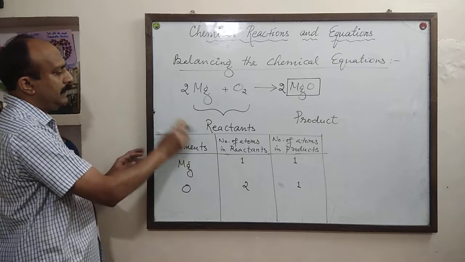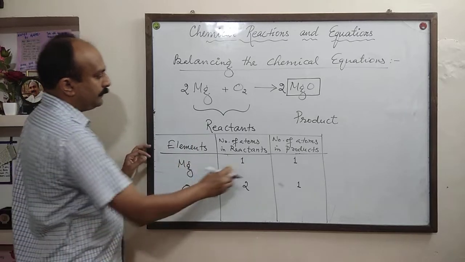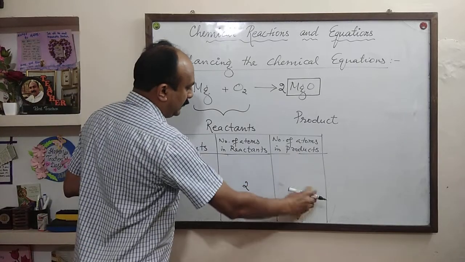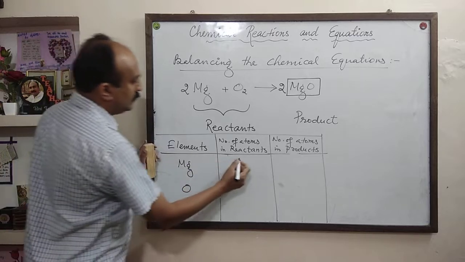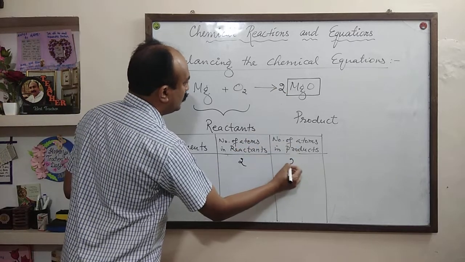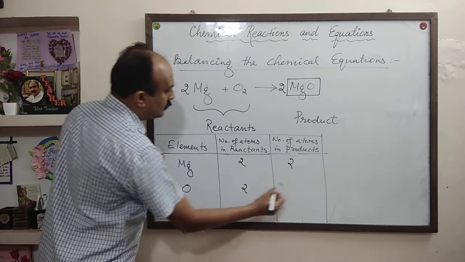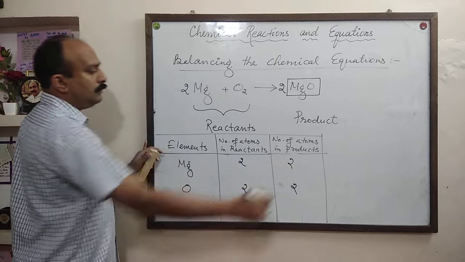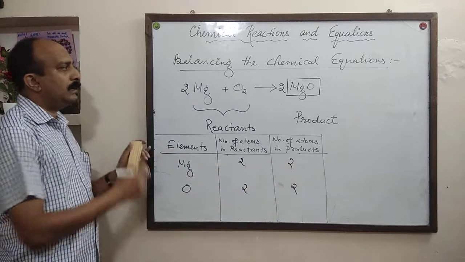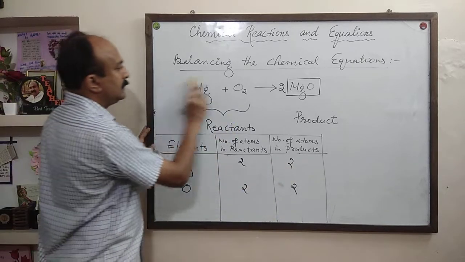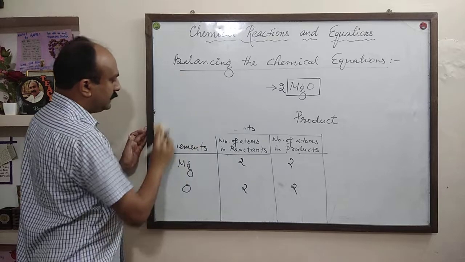So now it is balanced. The number of atoms on both sides are equal. Mg 2, 2. O 2 and 2. Now on both sides the number of atoms are equal. So it is balanced. Now take another example.